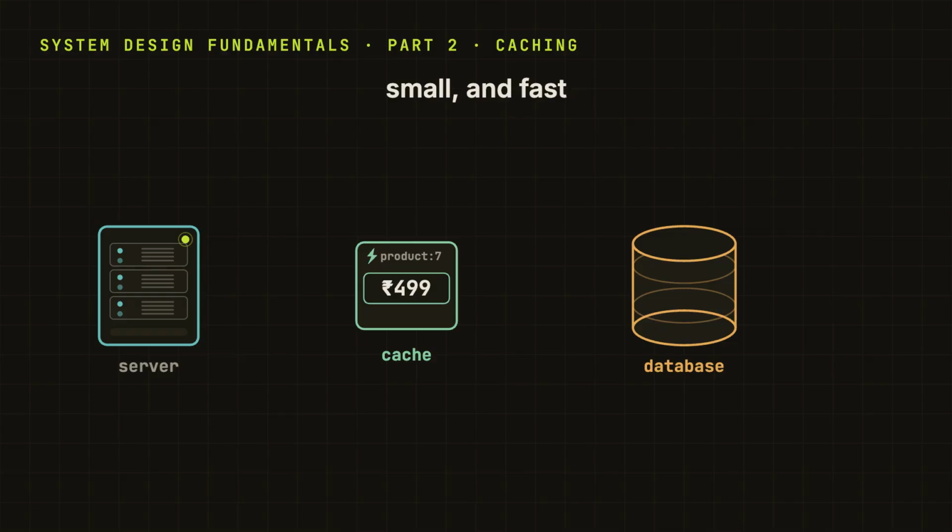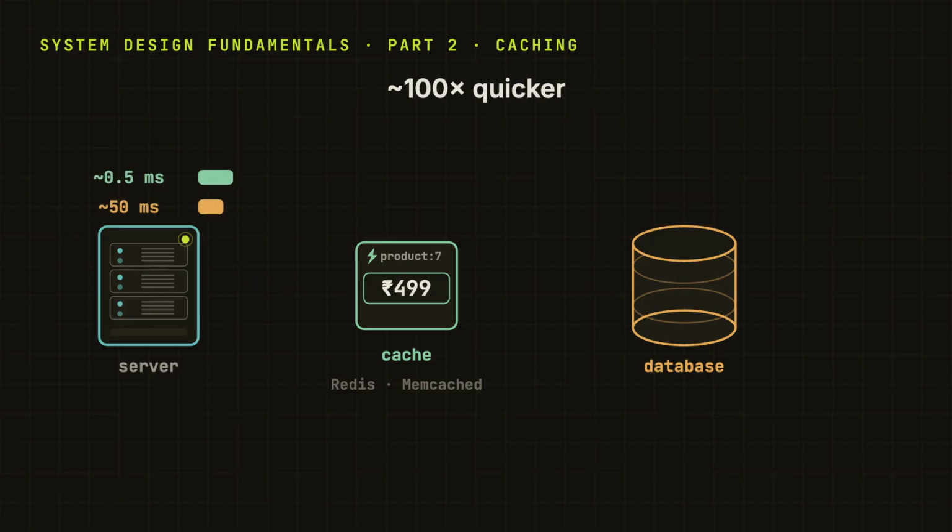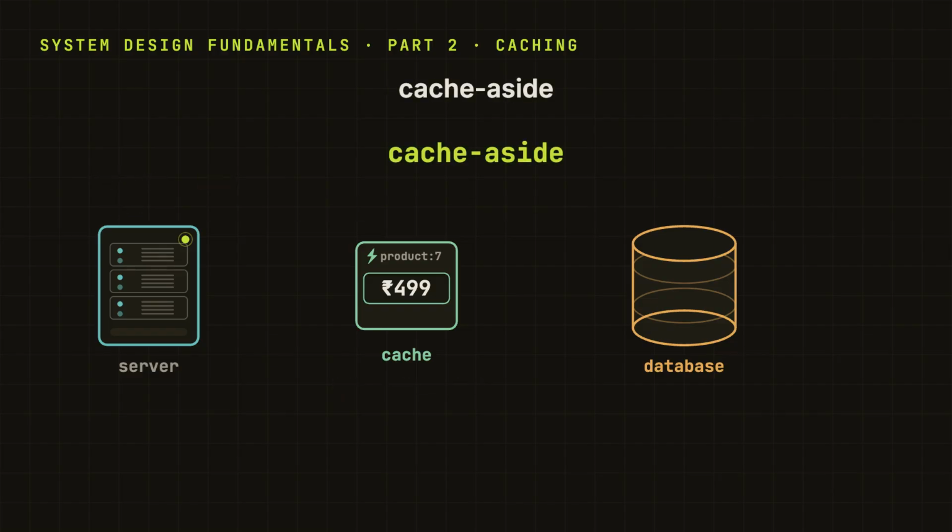A cache, at a high level, is a small, extremely fast store, usually kept in memory, using something like Redis or Memcached, that holds recently used data so you do not have to go all the way to the slower database. Memory is far faster than disk, so a cache hit can be, let's say, 100 times quicker than a database query. And the most common pattern is called cache aside, and it is worth knowing by name.